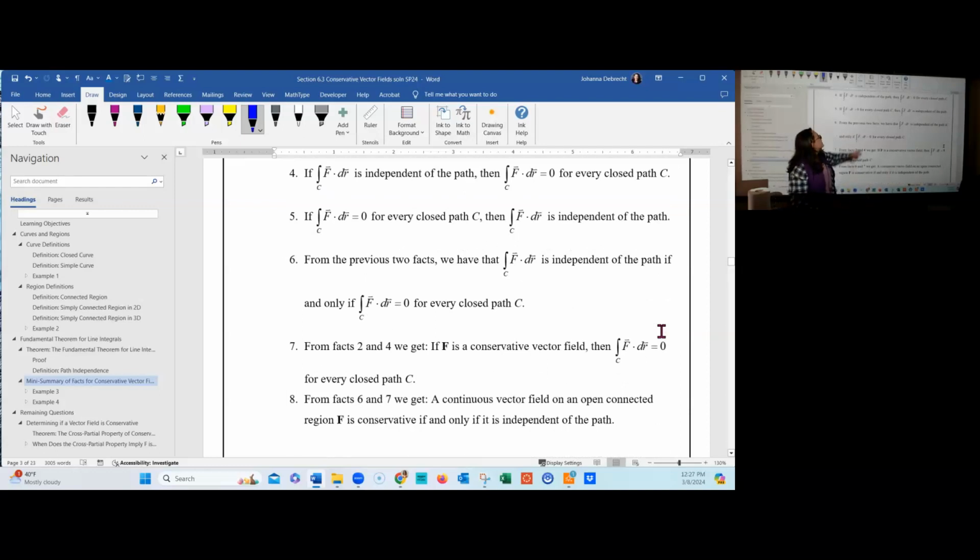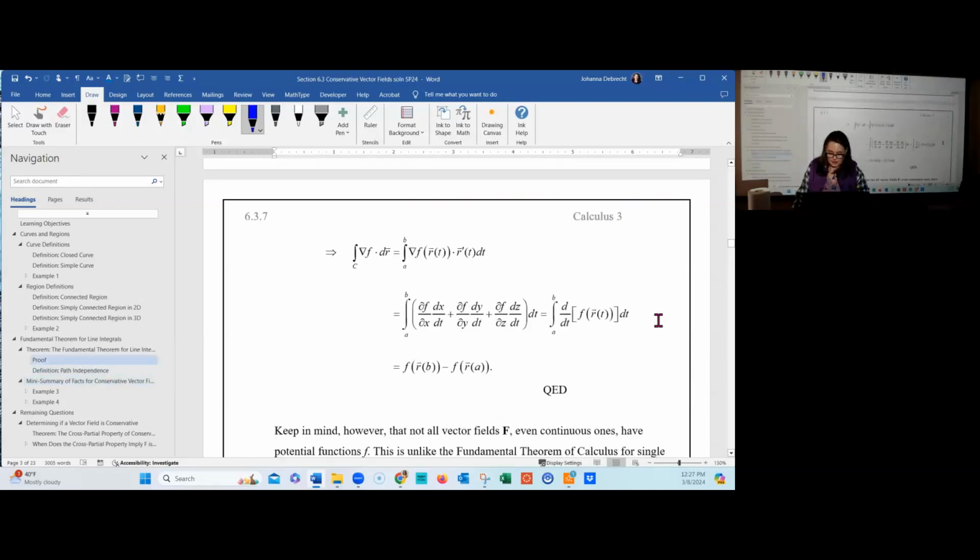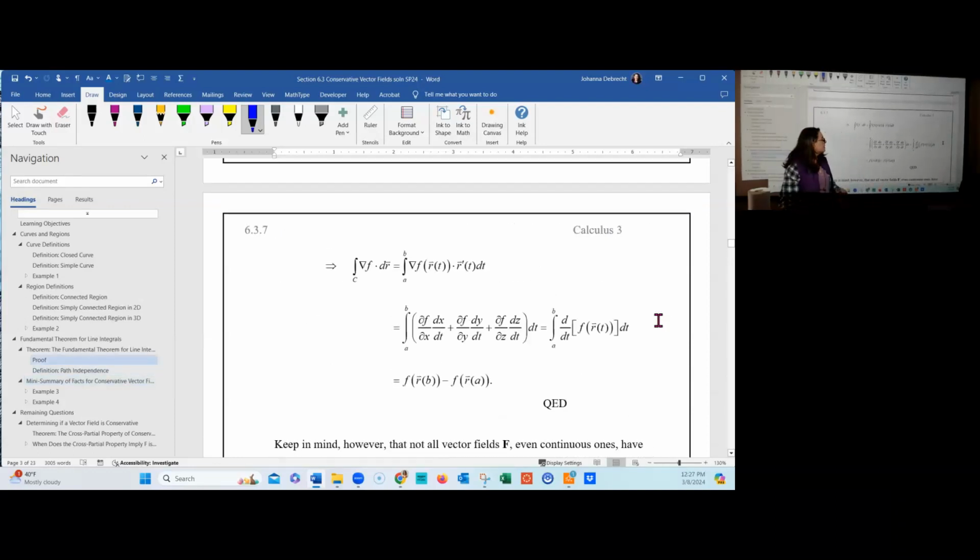Number 4 states that if a vector field f dot dr, the vector differential, is independent of path, then if the path is closed, f dot dr has to equal 0. Well, this should make sense if we think about what we have in the fundamental theorem for line integrals. We know that this applies to conservative vector fields. So if it's a conservative vector field, we can apply this.